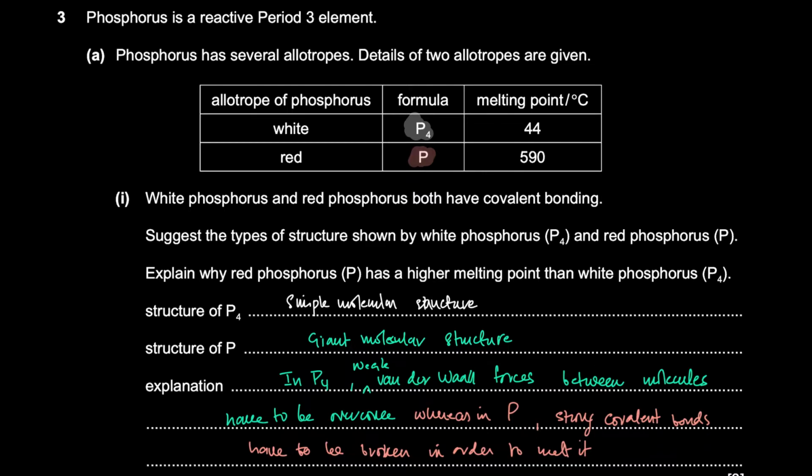How do we know that it has a giant molecular structure? Based on the evidence. They said they both have covalent bonding, but one has a very low melting point, the other has a fairly high melting point. Now, what kind of a covalent structure will have a high melting point? It'll be a giant molecular structure. Okay?